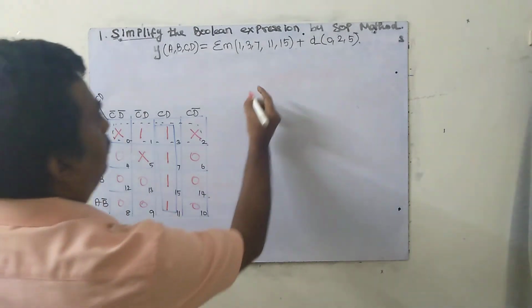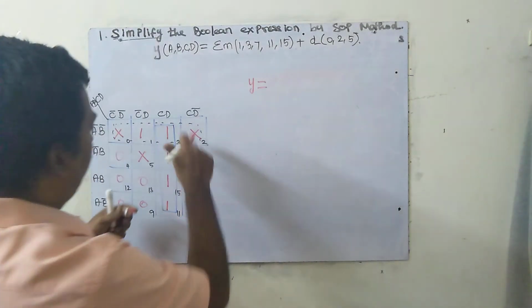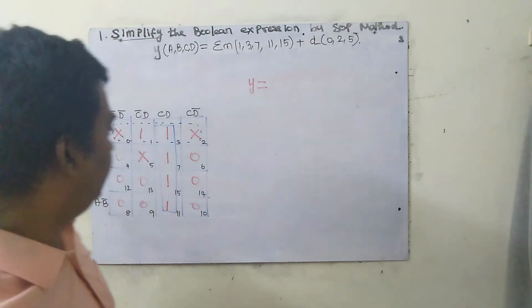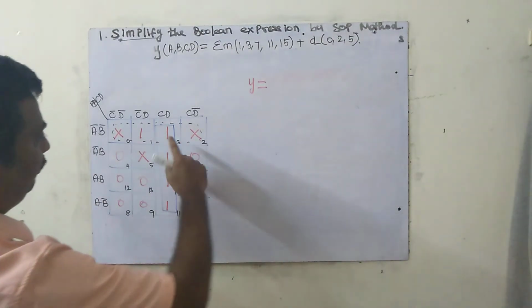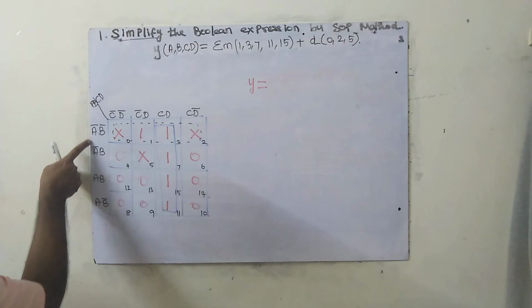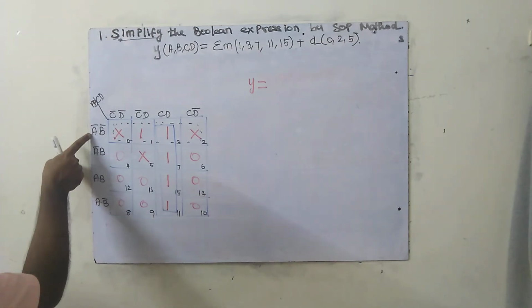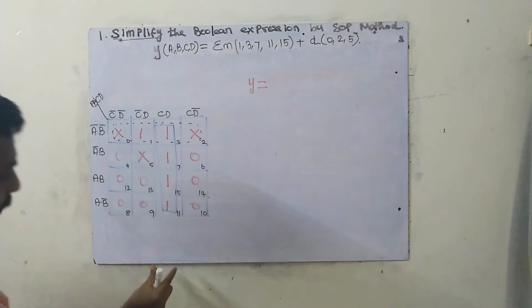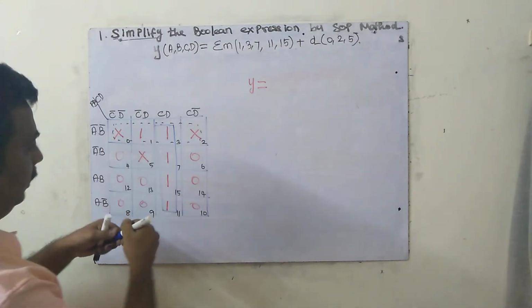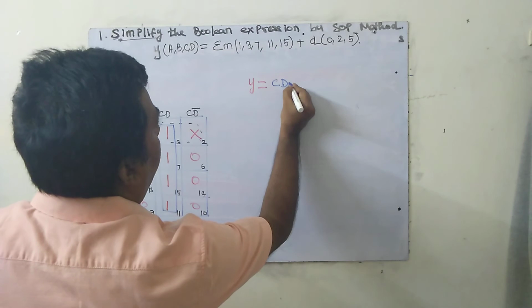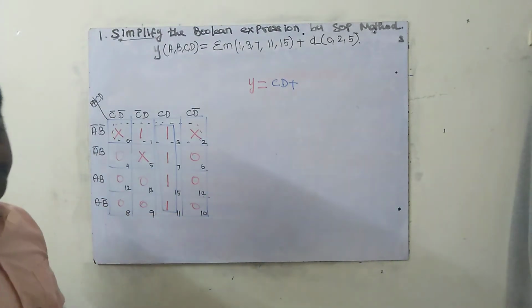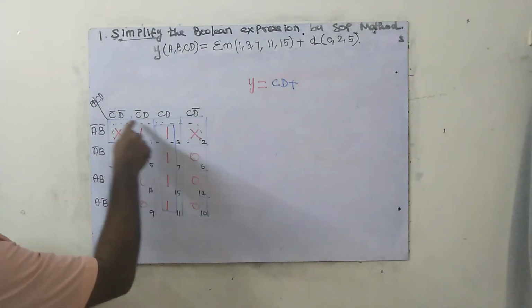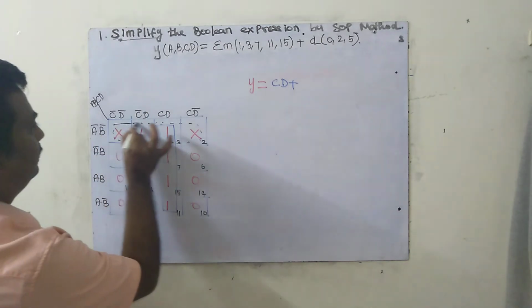Y equal to, for this blue color box, what is the answer? It is boxed like this. If I see from here, nothing will be common. See, A bar, now for all the 4s, both are A bar, both are A, so nothing is common. But if I see from here, CD is common, so CD plus, suppose I have boxed like this.